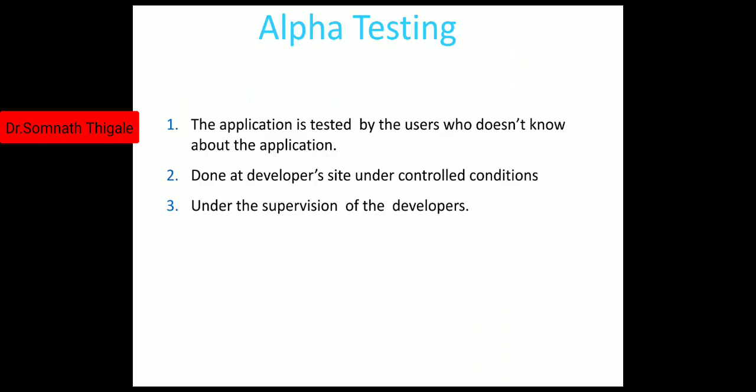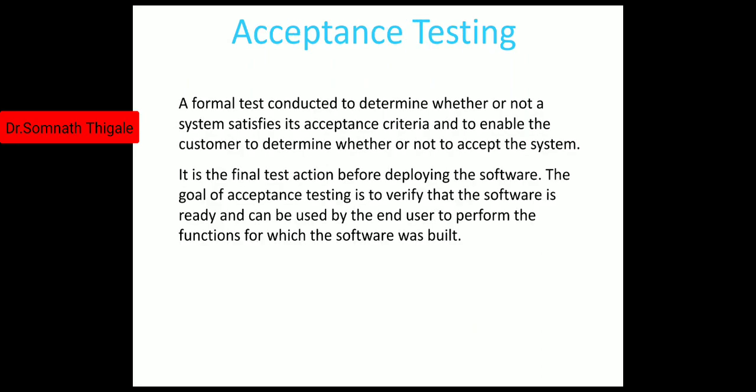Alpha testing, these are the types of user acceptance testing. The software is developed by the development team, tested by the testers, and they feel okay. Now they call the user. Before accepting, the user performs a testing called what? User acceptance testing, and it is done at developer sites under controlled conditions. We call it alpha testing.